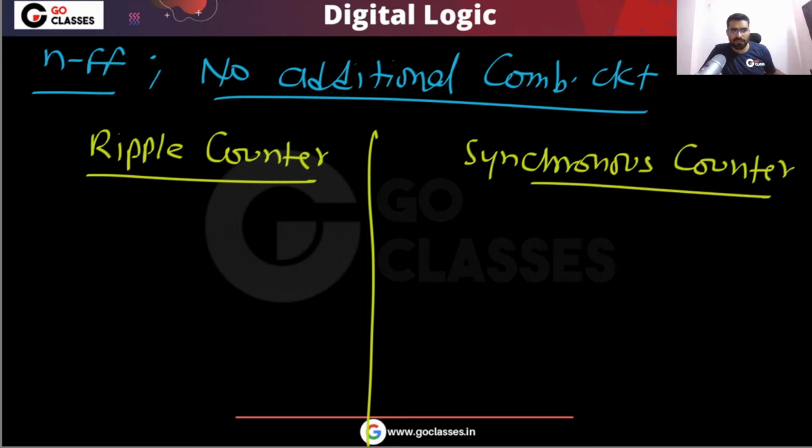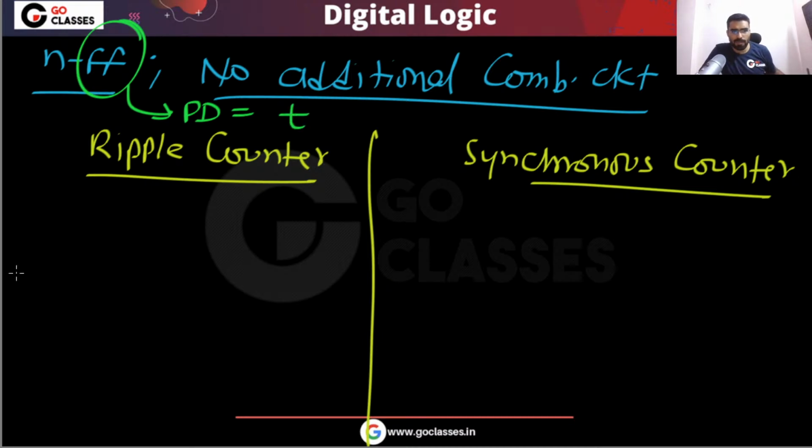Okay, let's assume each flip-flop has propagation delay t. Let me assume that, so you can write somewhere here: each flip-flop has propagation delay t.